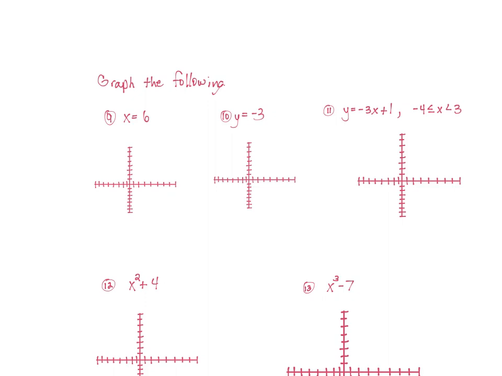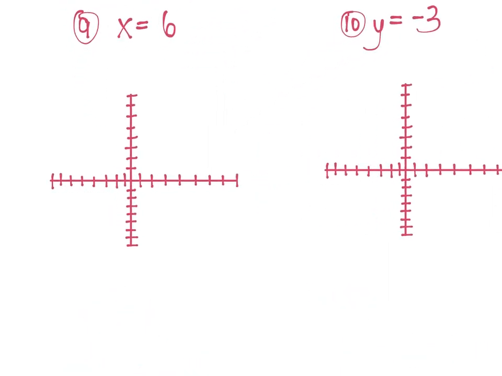If I have x equals 6, think about what that means. I have a dot at where? 6. On what axis? X. So I'm going to go 1, 2, 3, 4, 5, 6. What kind of a line am I going to draw? Straight up. Straight line. What kind is that? We call that a what? Vertical. So look what that graph looks like.